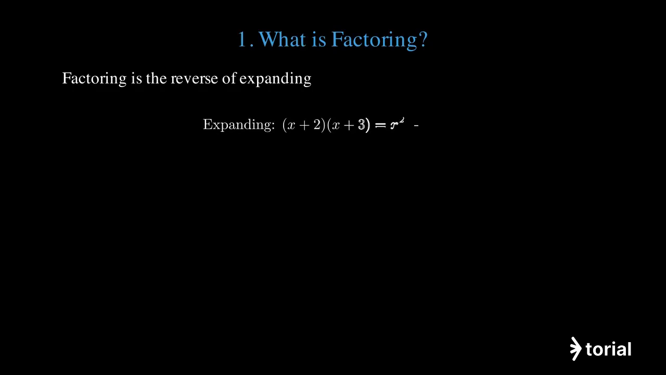When we expand, we multiply x plus 2 times x plus 3 to get x squared plus 5x plus 6. Factoring reverses this process, breaking x squared plus 5x plus 6 back into x plus 2 times x plus 3.